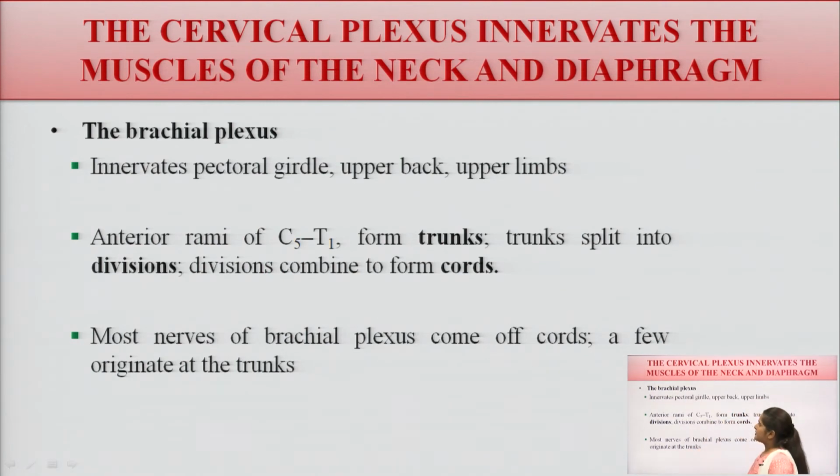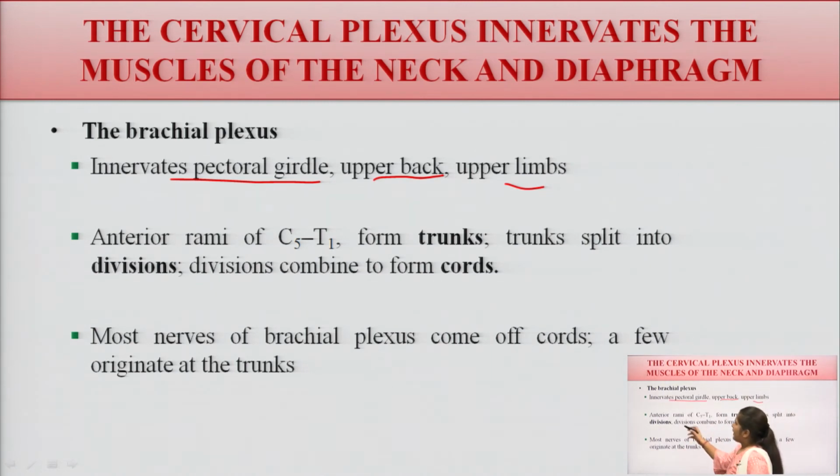Now there is a brachial plexus, so it innervates the pectoral girdle and the upper back and upper limbs. So this brachial plexus is present in the pectoral girdle. This is a pectoral girdle. Okay, scapula, it's a back part scapula, and the upper limbs. Upper limbs means your entire arm, entire hand. This is a humerus, radius, ulna, carpals, metacarpals, phalanges. Okay, so these are the upper limbs.